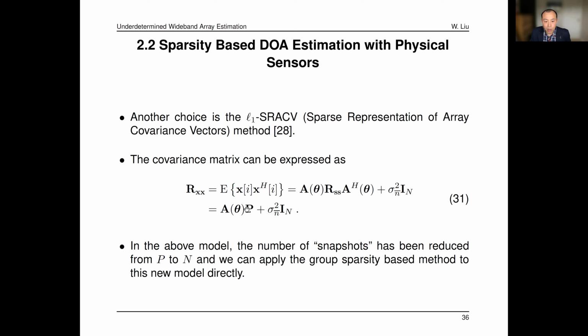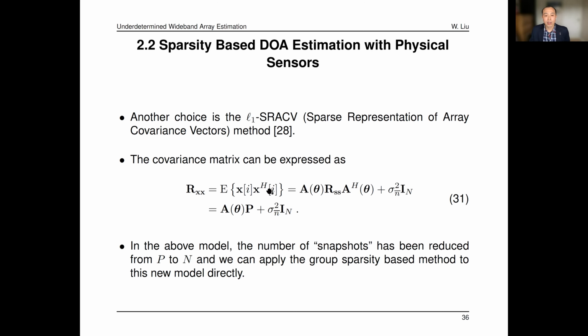In this case, you have a new model, like a multiple snapshot model. This is the received data, this is the steering matrix of the physical array, this is the source, and this is the noise. Then you can apply the group sparsity based approach to this data model directly. That's the L1-SRACV method to reduce this complexity.